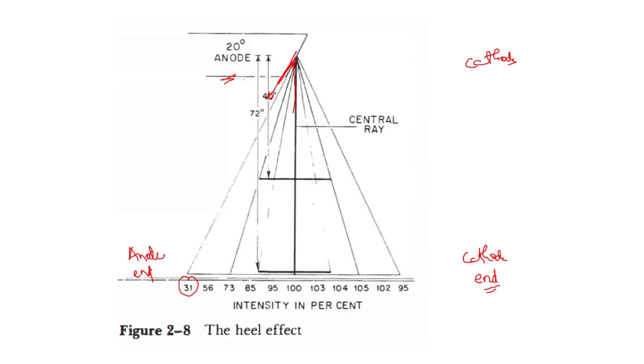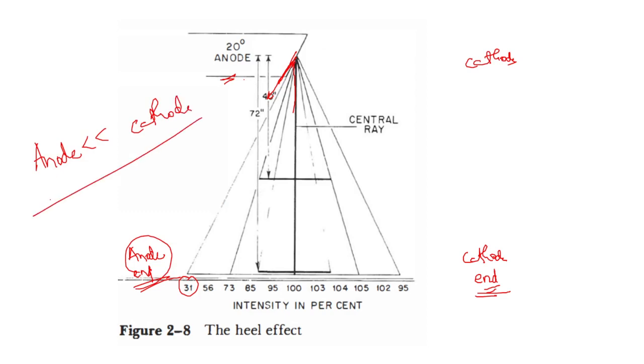And one more thing, the anode end and cathode end. At the anode end, there will be decreased beam intensity. And second, the intensity of exposure of the film is less at the anode end when compared to the cathode end. Why? Because the anode end will absorb some of the X-rays towards itself, so the anode end will have lesser intensity compared to the cathode end.